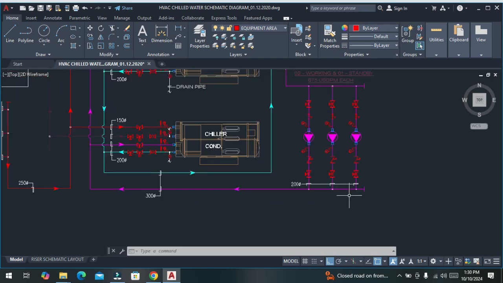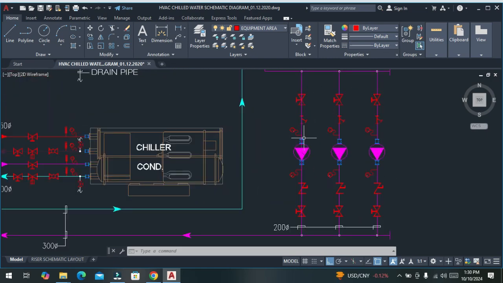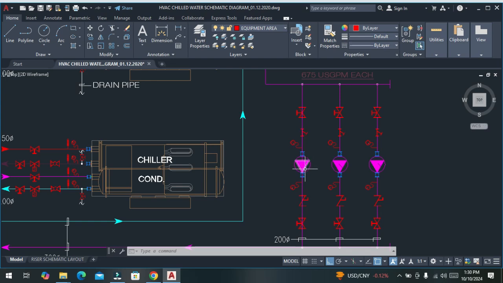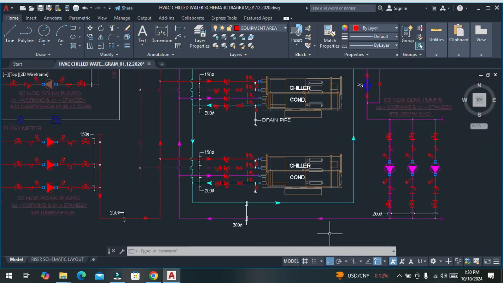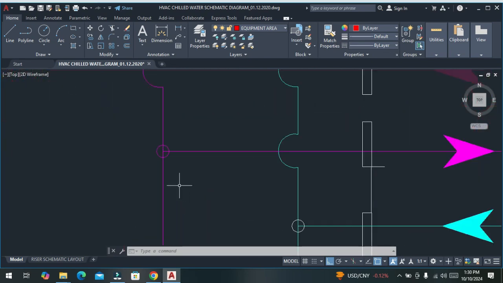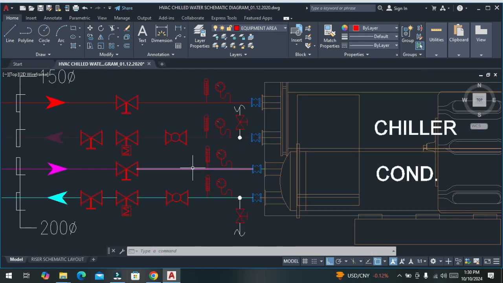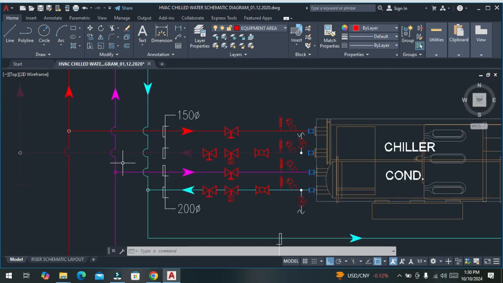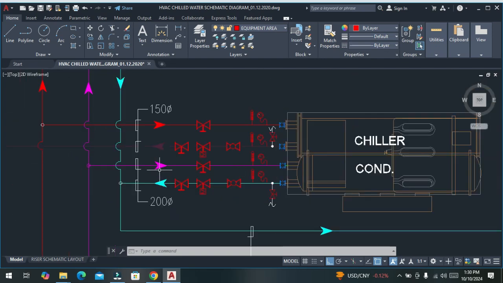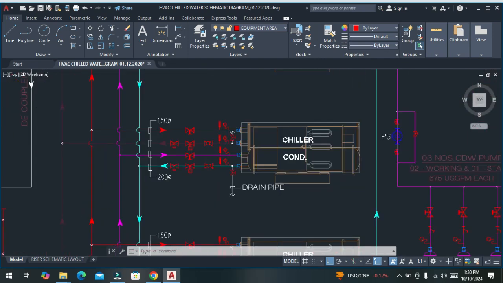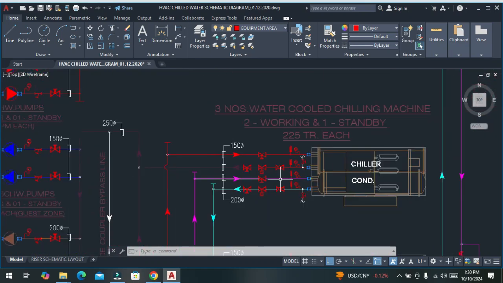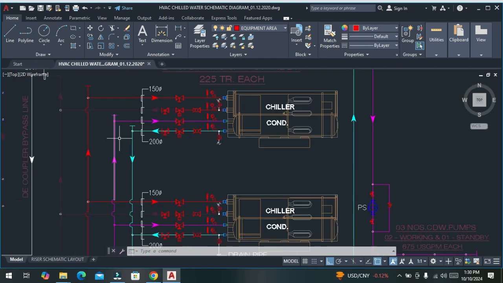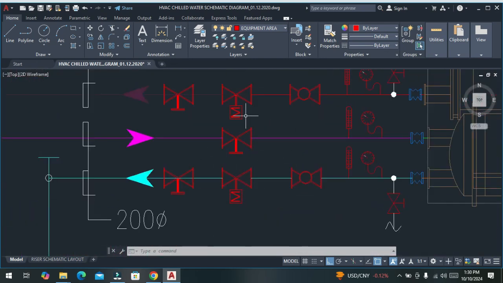Now from the discharge, this pump will suck the water which is in cool form, let's say 30 degrees Celsius, and then it will flow towards the condenser inlet. So this is the condenser inlet. Here again, each of the three chillers is connected like this.